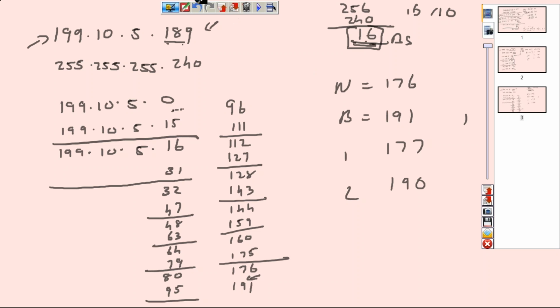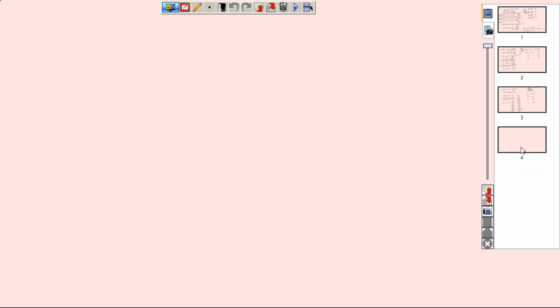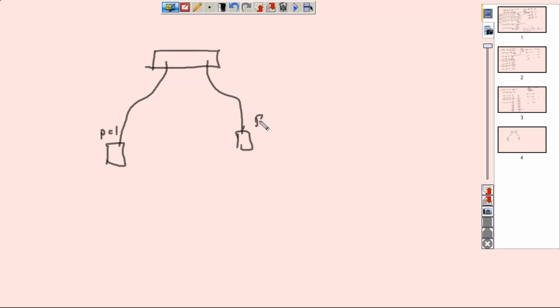Another way in which Cisco might ask a question regarding subnetting is this. They will give you a network diagram. Let's say they'll have two PCs, PC1 and PC2. This one is, let's say, 192.168.0.15 slash, um, slash what?